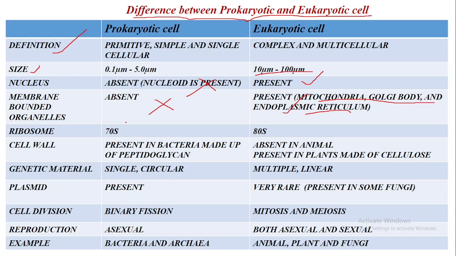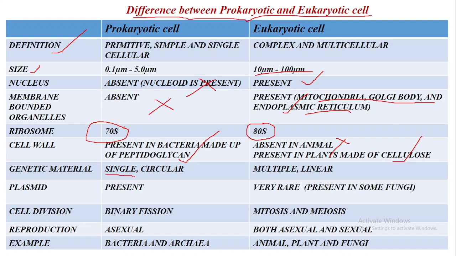Now ribosome, as I told you earlier, prokaryotes have 70S type of ribosome, eukaryotes have 80S type of ribosome. Cell wall is present in bacterial cell and it is made up of peptidoglycan. In case of animal cell, cell wall is absent and it is made up of cellulose in plant cell. Plant cell contains cell wall.